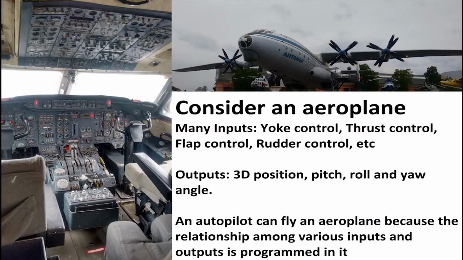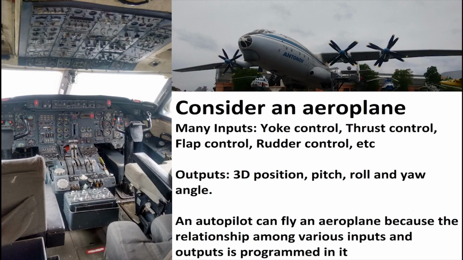Now think of an aircraft in place of a train. An aircraft is much more complex compared to a train. It has many inputs. You can control the pitch angle, the roll, the yaw with the joystick. You can control the thrust to the engine. You can control the flap position. You can control the rudder position. So it has many inputs.